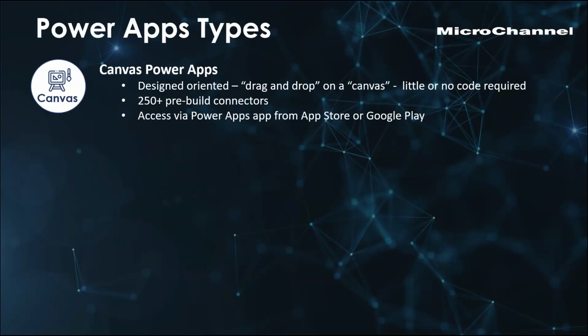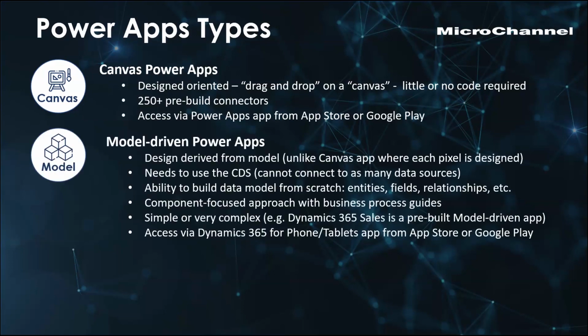There are three different types, as we talked about. Canvas Power Apps are really designed as drag and drop, quick entry apps that allow you to have things like a kiosk at a reception desk. It's accessible via the App Store and Google Play, and there are over 250 pre-built connectors between different data sources through that common data service. We'll have a look at one of those Canvas Power Apps in a moment.